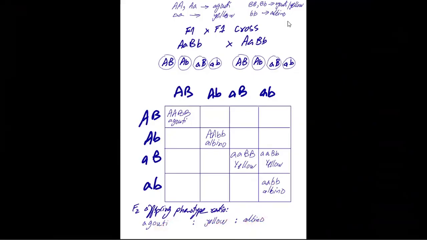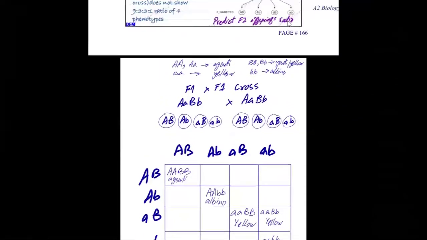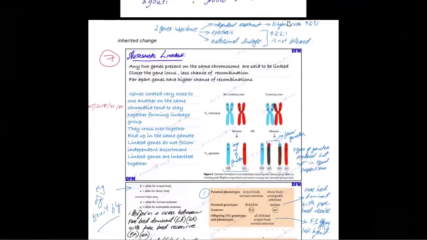Just keep in mind that if there are two small b's in an individual, the individual will be albino, because it's already mentioned in the description that this feature will give albino. This animal cannot be yellow or agouti if small b is present together. Such an interaction is called epistasis.